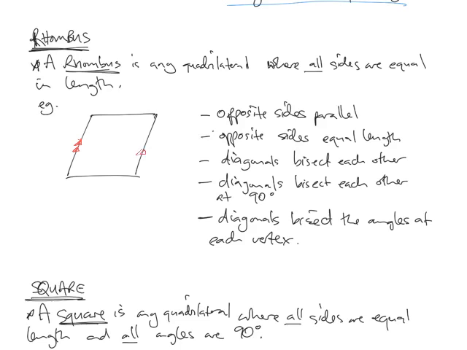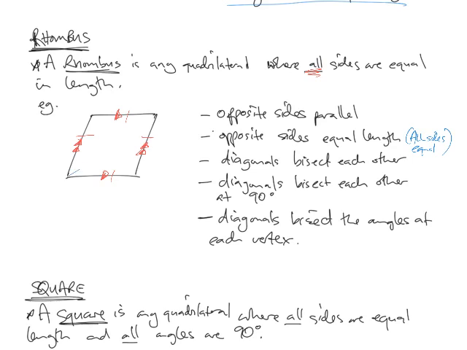So left and the right are parallel to each other, and the top and the bottom are parallel to each other. Opposite sides are equal in length, but all sides are equal in length. So even the top and the bottom are equal in length to the left and the right side. The diagonals bisect each other. Opposite sides are equal in length. I might add that all sides are equal.